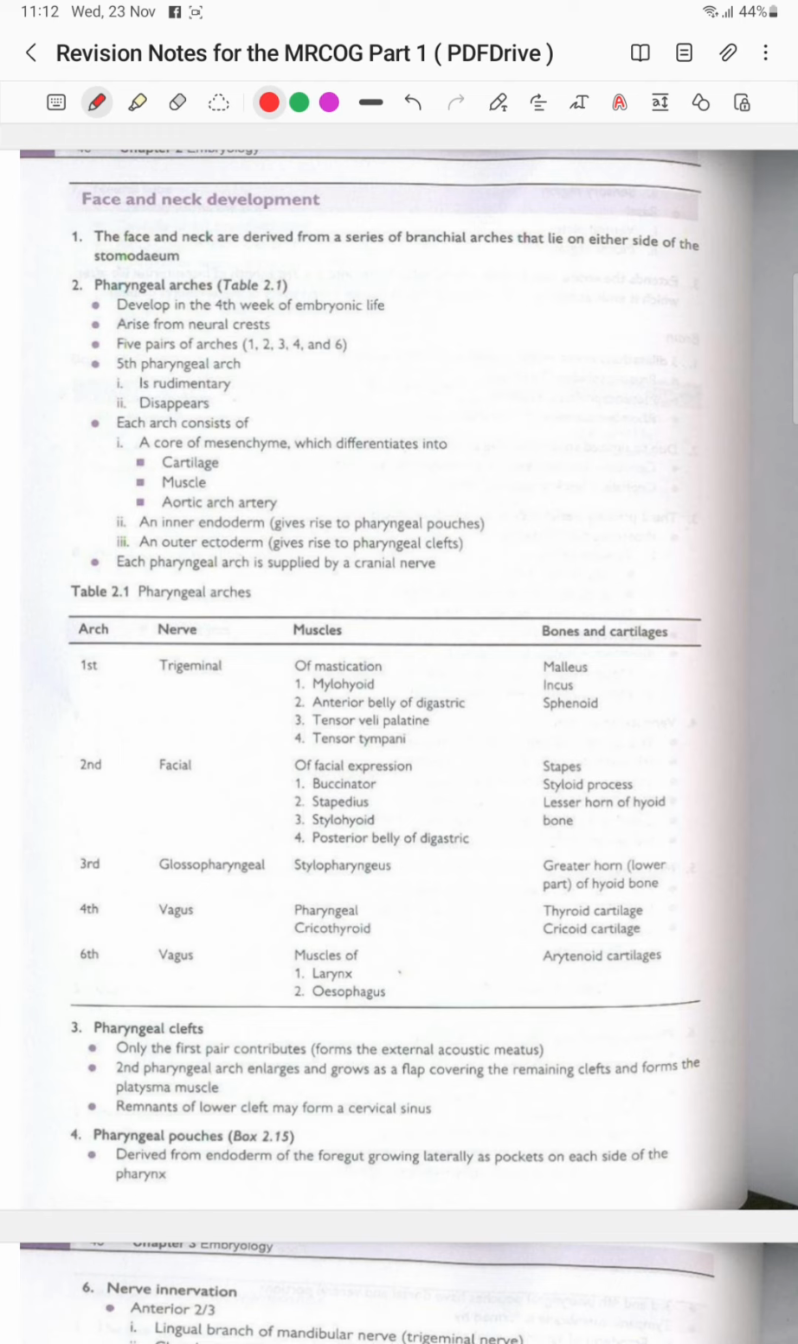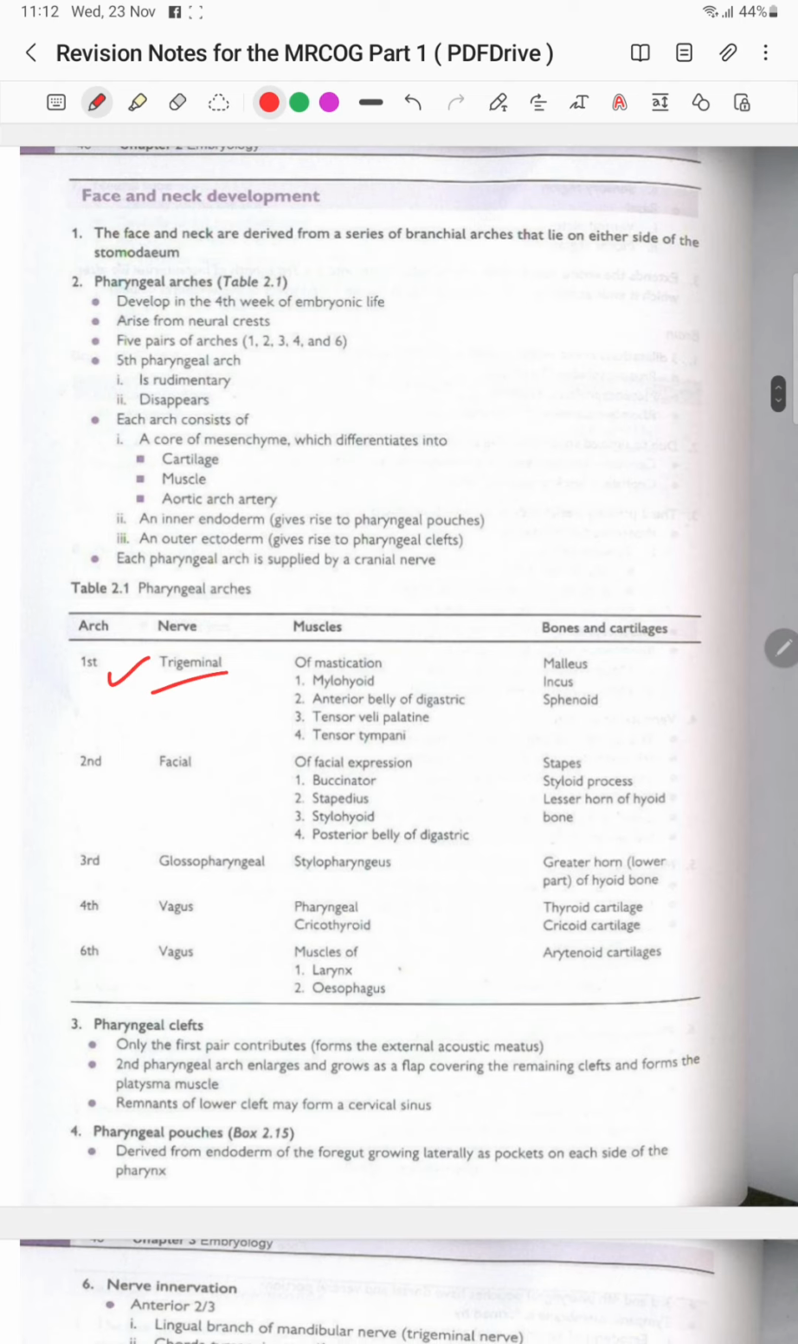The first pharyngeal arch nerve is the trigeminal, and it is the arch of mastication. The muscles include the muscles of mastication, mylohyoid, anterior belly of the digastric, tensor veli palatini, and tensor tympani. The bone and cartilage include the malleus, incus, and the stapes.